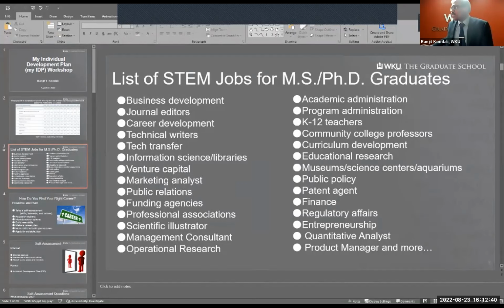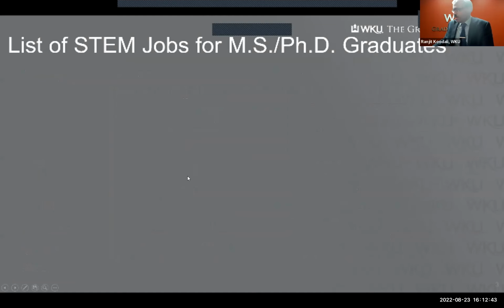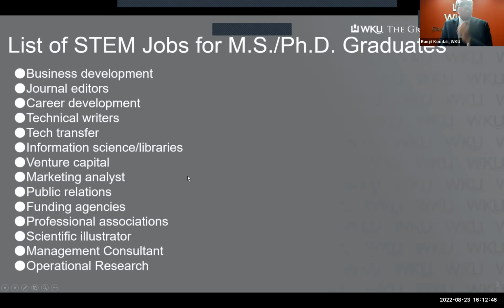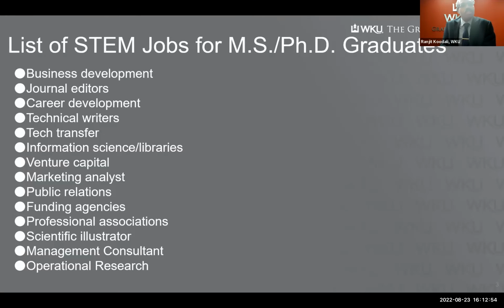I'll start sharing my screen meanwhile. So I'm going to put job positions here. So you can look at the diversity of jobs that are available for STEM graduate students. You could work in funding agencies. You could work as a scientific illustrator. You could be a consultant. You could work in operations research, institutional research, business development, technical writing, tech transfer, etc., library, venture capitalist.